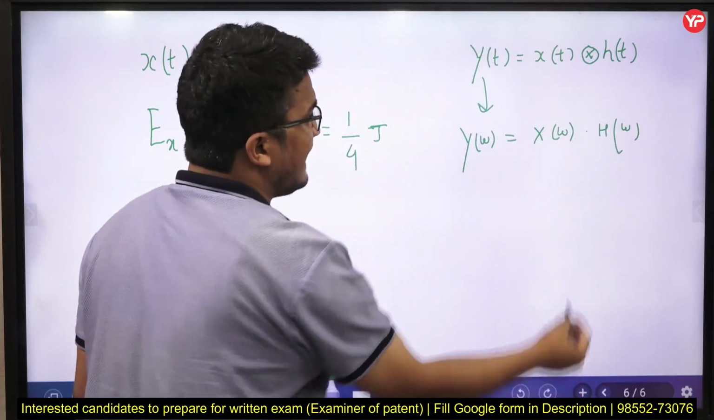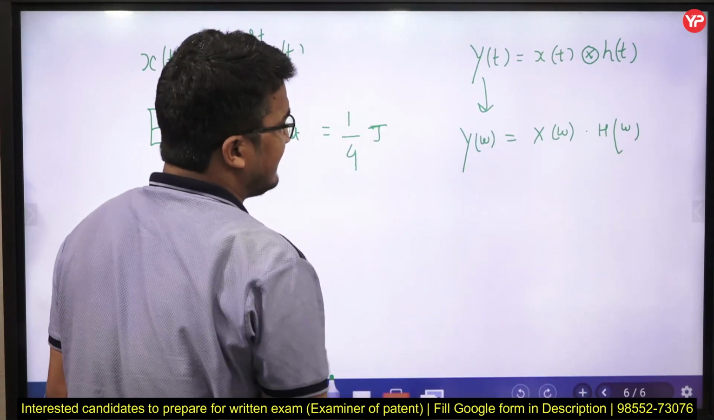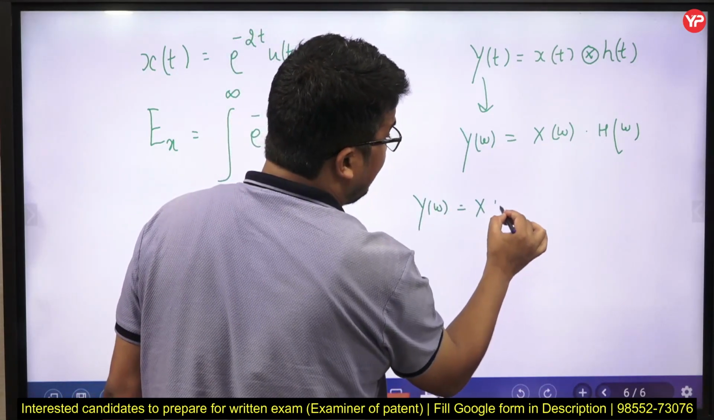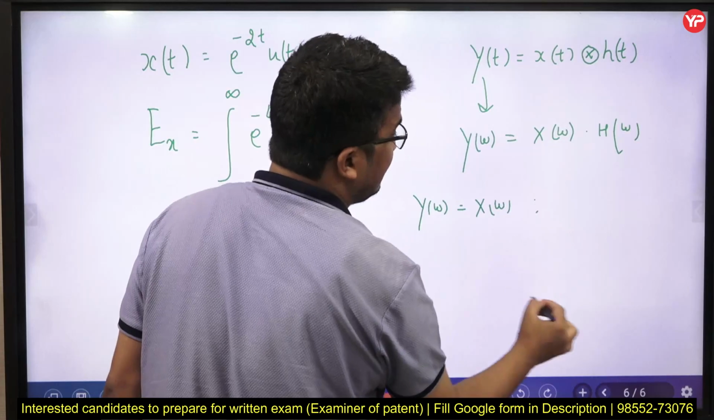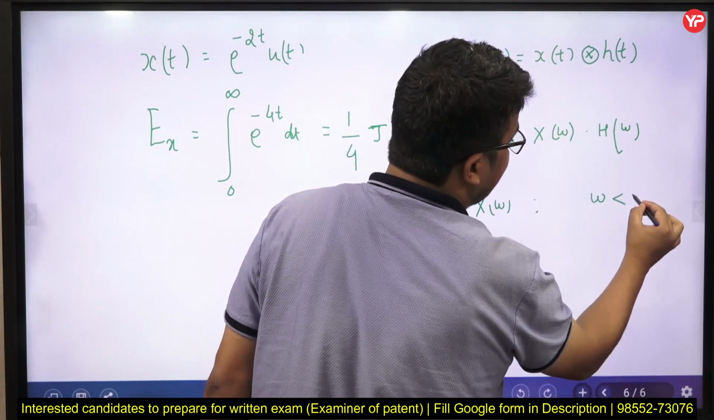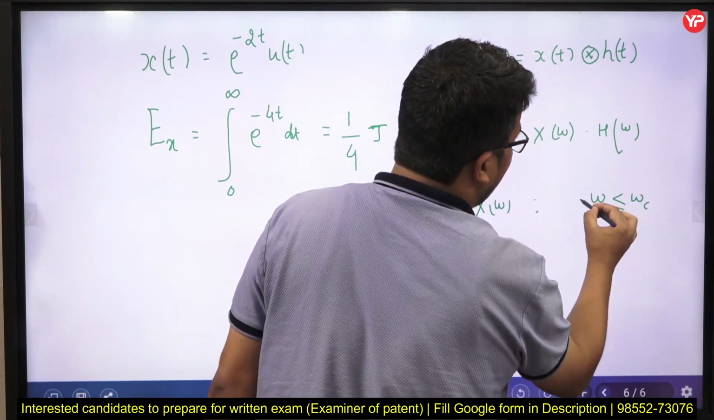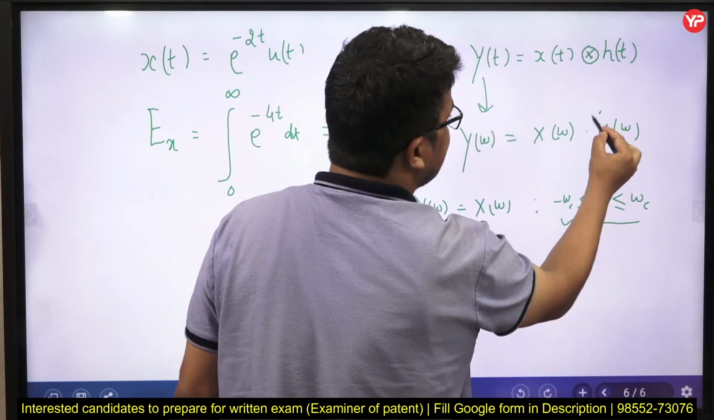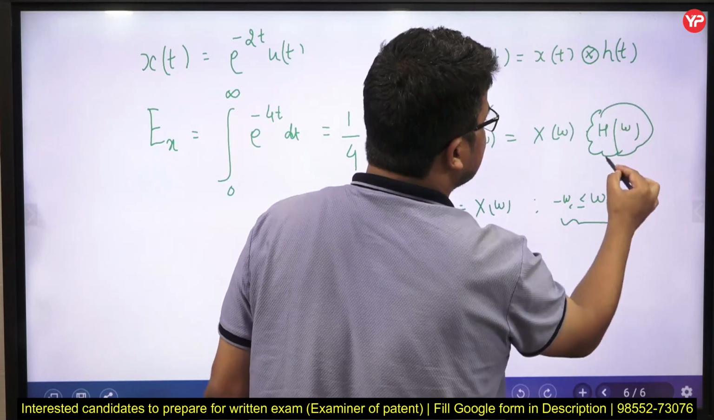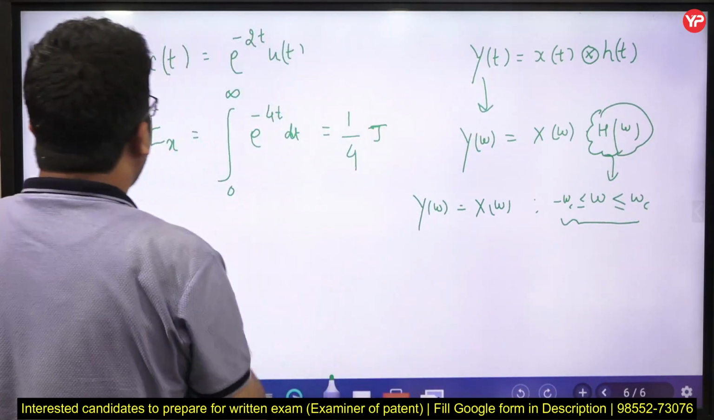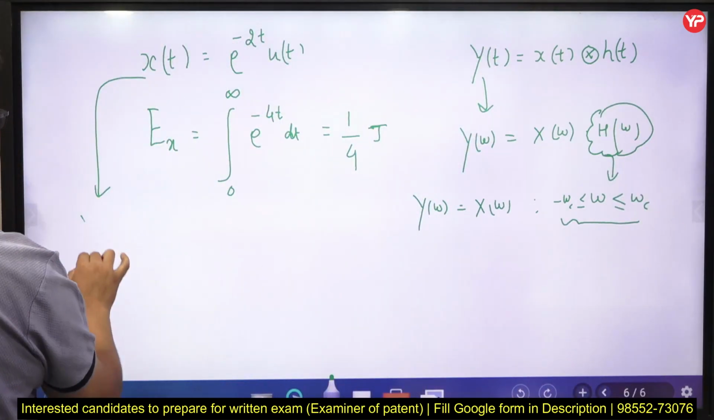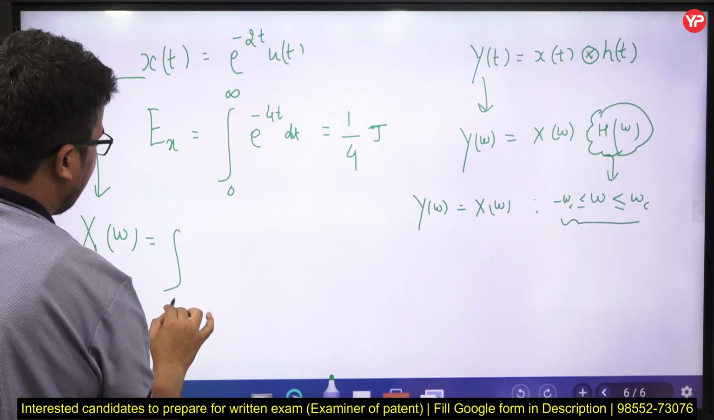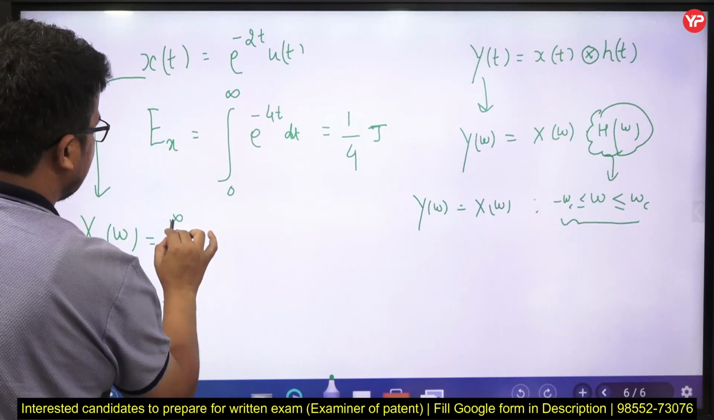Since we know this h of omega is for the filter, can I say y of omega will be equal to x of omega? But now there is a constraint: only in the frequency range lying between minus omega c and omega c, not for other ranges of frequency, because h was equal to 1 for this range of frequency only. And if I take the Fourier transform of x of t, x of omega, you can calculate it by the conventional method, from minus infinity to infinity.